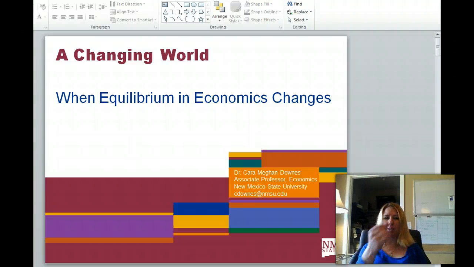Hello, and we're going to continue our series. This one is called A Changing World, When Equilibrium in Economics Changes. So the last couple of times we talked about equilibrium and how that runs through economics. This time we're going to look at what happens when the system changes and what we do about it.